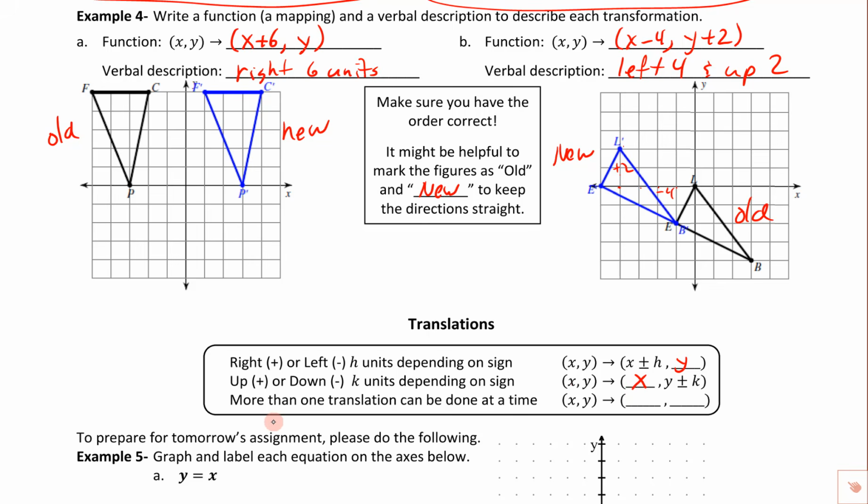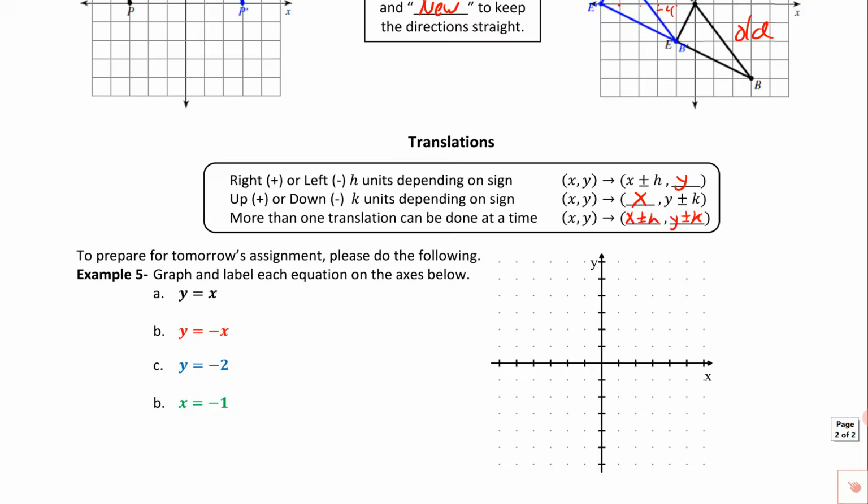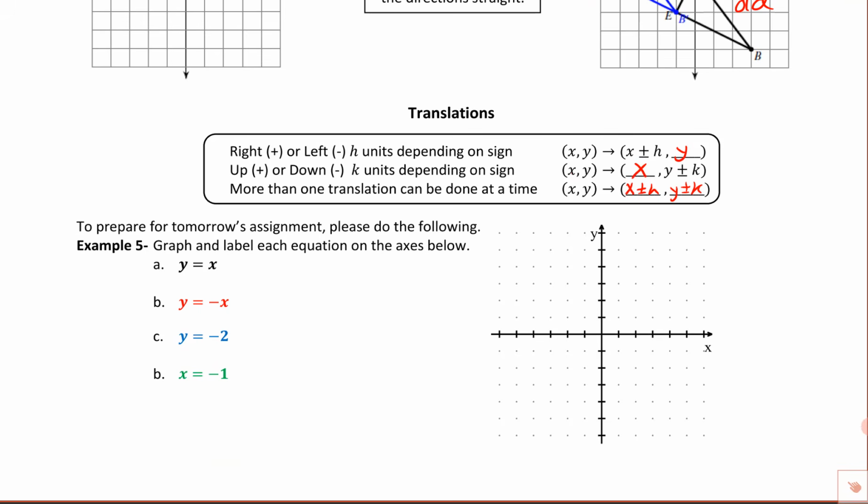And it is possible to do more than one translation at a time. So we could take x and we could either add or subtract h, and we could take y and either add or subtract k, and that's going to move it left or right depending on whether it's positive or negative, and that's going to move it up or down depending on whether it's positive or negative. So hopefully that is enough of an exposure to that right there. Translations really are pretty easy. We're just sliding them around, but I do want to make sure that we're ready for the next section.